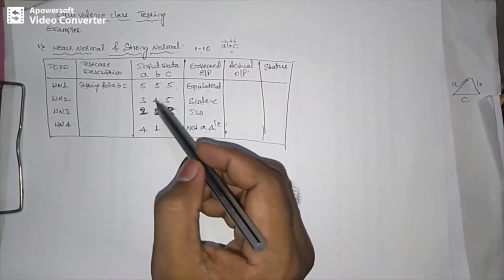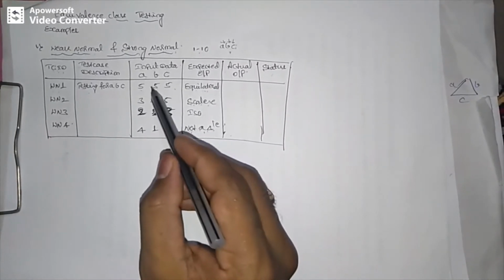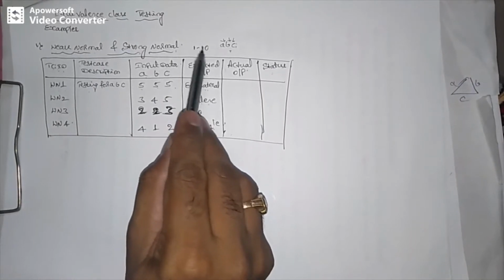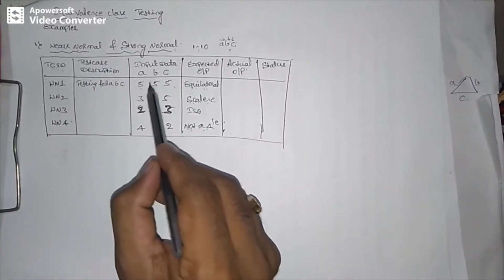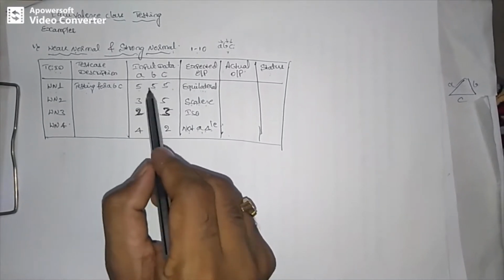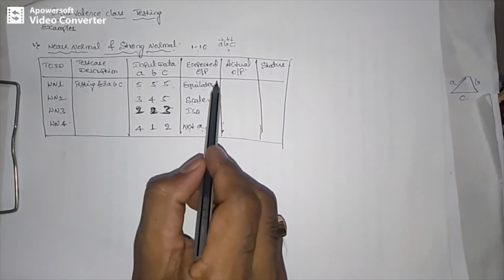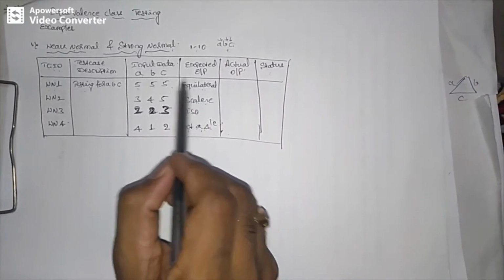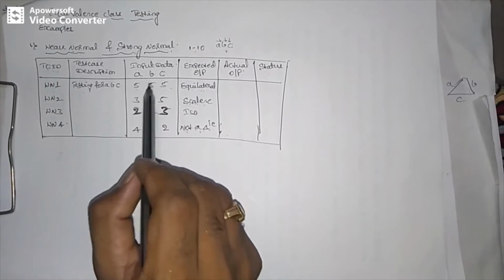There is no rule on which values to specify between the lower limit and the upper limit. You can give any values, such as 5 5 5, 3 3 3 or 2 2 2, but you have to get the output equilateral. You need to specify the input in such a way that it generates the desired output result.